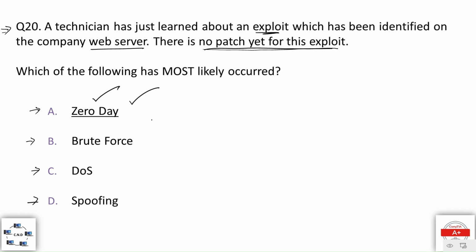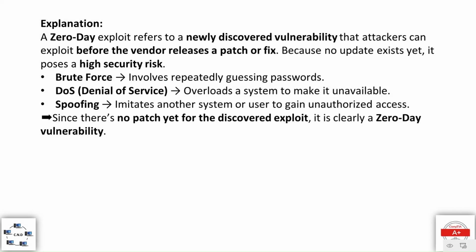So what can we do in this scenario? We can either isolate the system from the network, or we can control access to the compromised system through other mechanisms such as firewall and other controls. So a zero-day exploit refers to a newly discovered vulnerability that attackers can exploit before the vendor releases a patch or fix. Because no updates exist yet, it poses a high security risk.